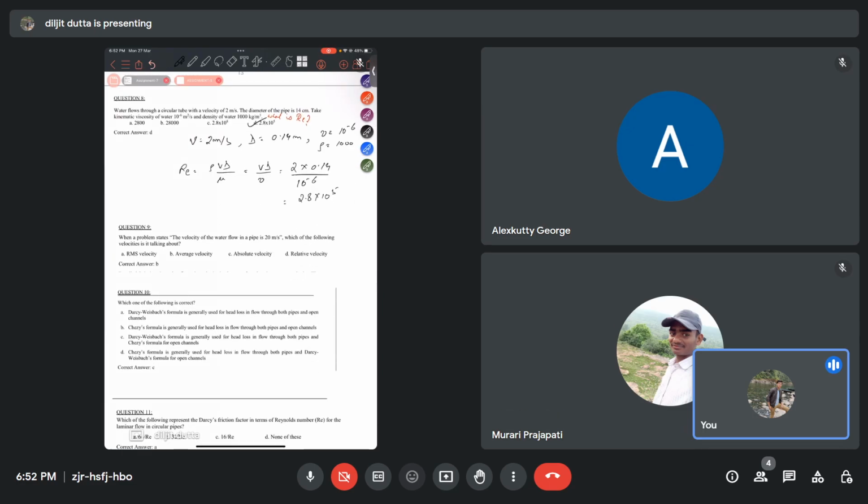Next question. When a problem states the velocity of a water flow in a pipe is 20 meter per second, which of the following velocities is it talking about? When we say that the flow velocity is something, then we always mean that it is the average velocity. We never say the maximum velocity. If we mean maximum, then we will have to mention maximum. But in general, if we say that the velocity is 20 or 10, then we always mean the average velocity.